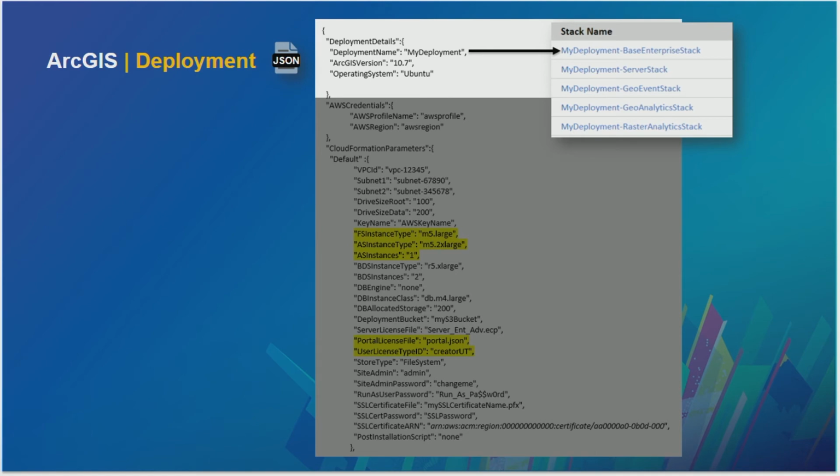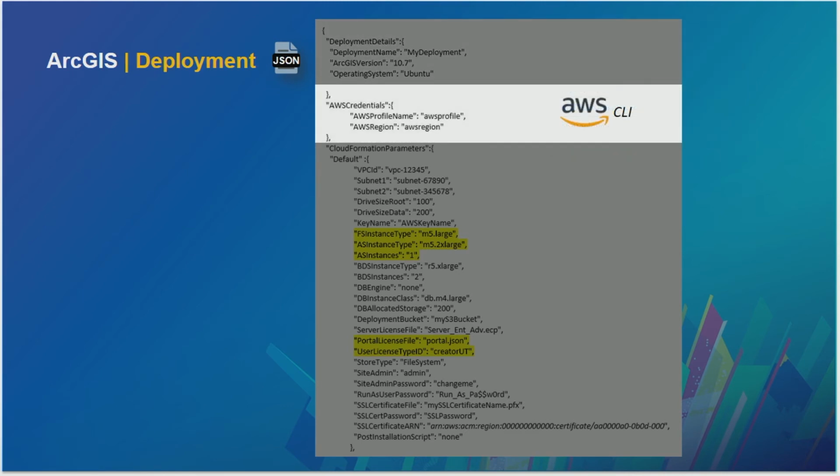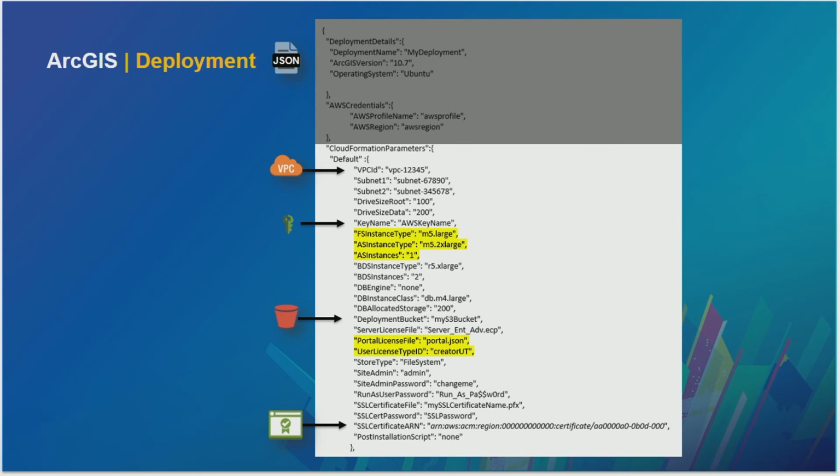So the deployment name is what shows up in your CloudFormation stack, so that you can monitor it when it's being launched. The AWS credentials are the credentials on my local machine that I'm using to execute the command. And as you see here, these are all those other prerequisites that we were looking at: the VPC, my key name that I already have pre-configured in AWS, my bucket that contains all my license files, and then that certificate for my load balancers to use.